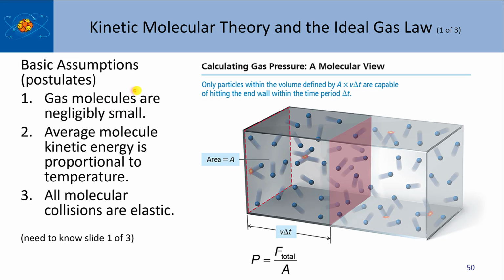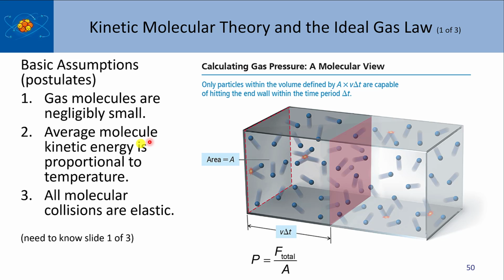So the basic assumptions of kinetic molecular theory, they often call these postulates, are that gas molecules are very small. So the volume of the container is not actually occupied by gas molecules, which is kind of weird to think about, but it's kind of true. Gas molecules are really small, and so most of the space in a gas is actually empty. So gas molecules are negligibly small. That is, they're so small they don't actually occupy any volume.